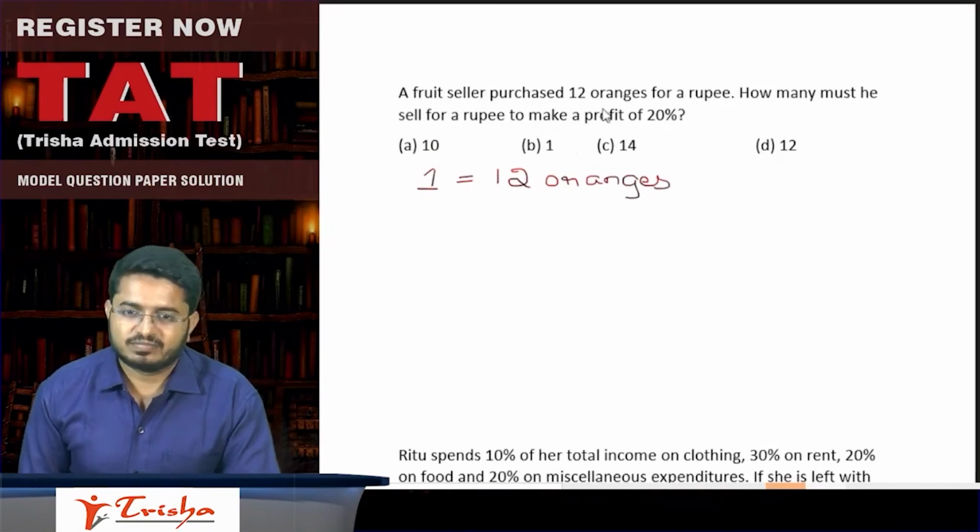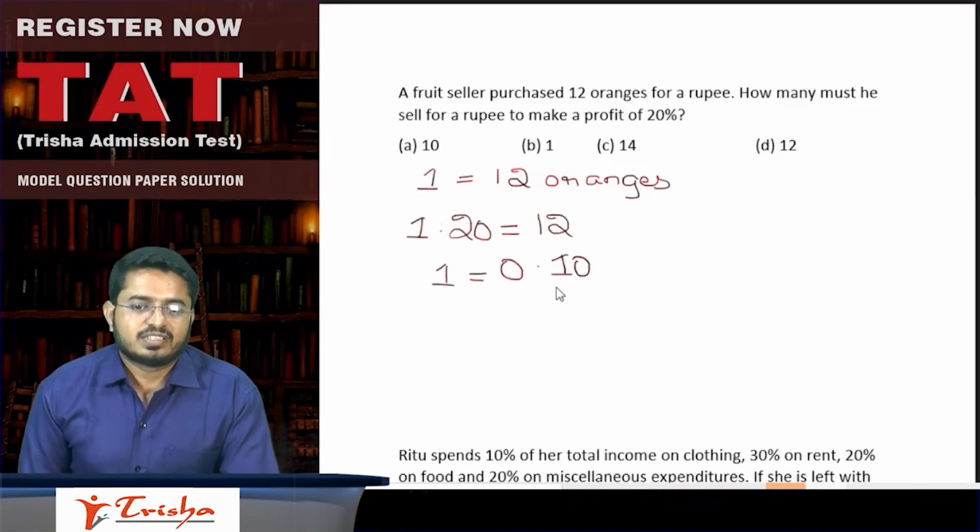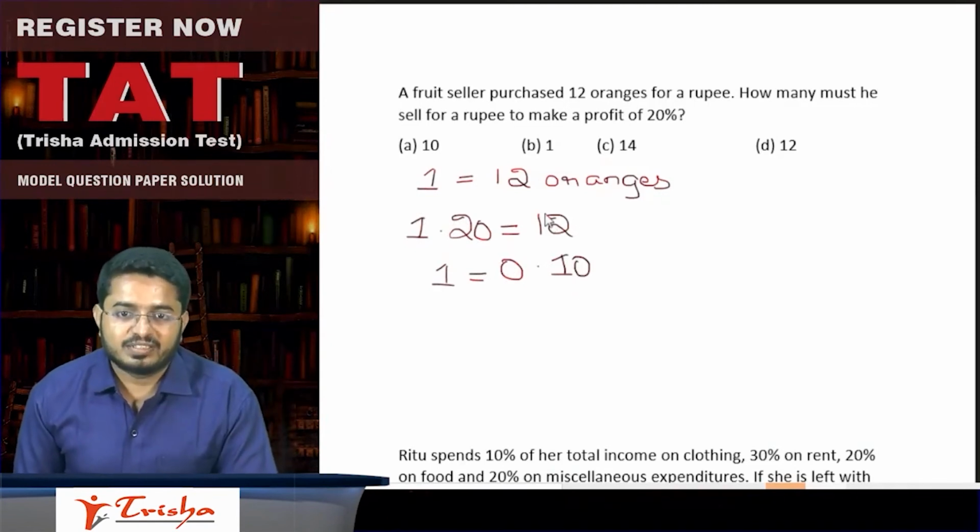If he sells everything, don't look at the question. If he sells everything, at what price should he sell to make a 20% profit? He has to sell it at 1.20, correct? 20% of 1 is 20 paisa. So if he is selling everything, he has to sell it at 1.20. How many oranges are there? 12 oranges. If 12 oranges are sold at 1 rupee 20 paisa, then 1 orange will be sold at 10 paisa, right? He has to sell it at 10 paisa per orange.